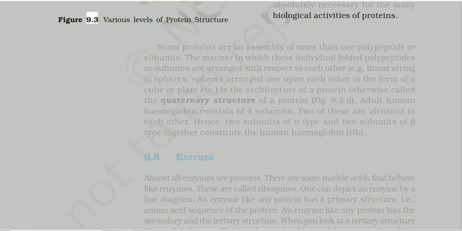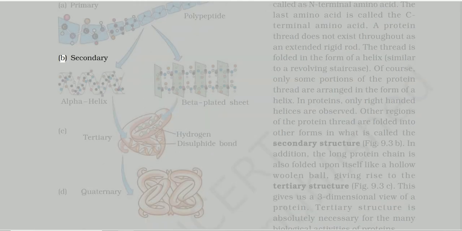Figure 9.3 Various levels of protein structure. A. Primary. B. Secondary. C. Tertiary. D. Quaternary. Hydrogen bond, disulfide bond, beta-pleated sheet, polypeptide, alpha helix.